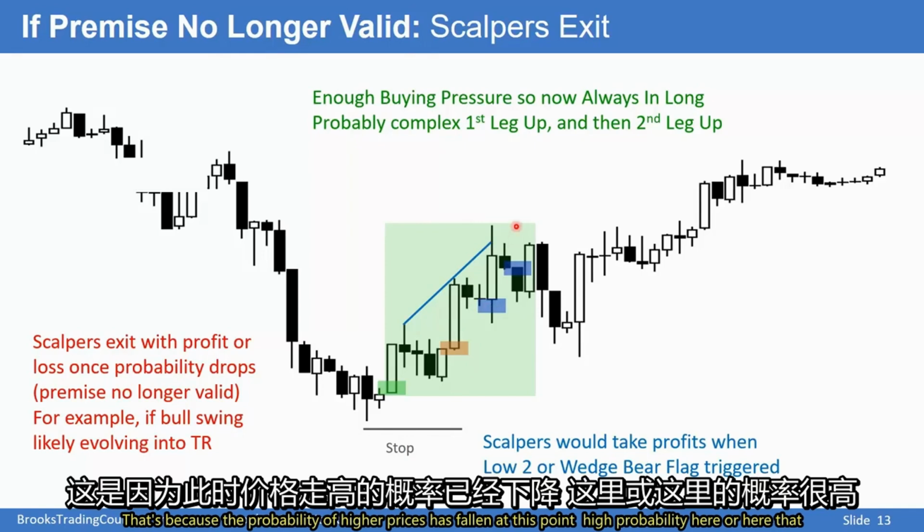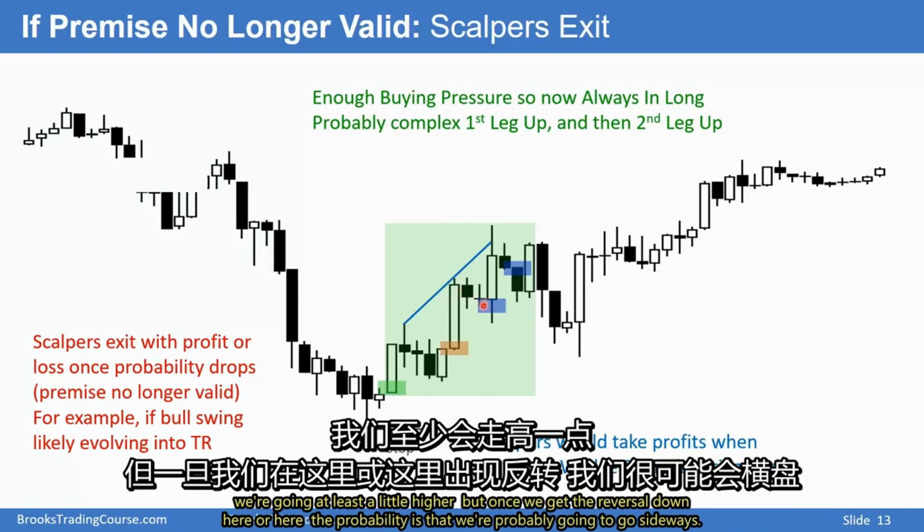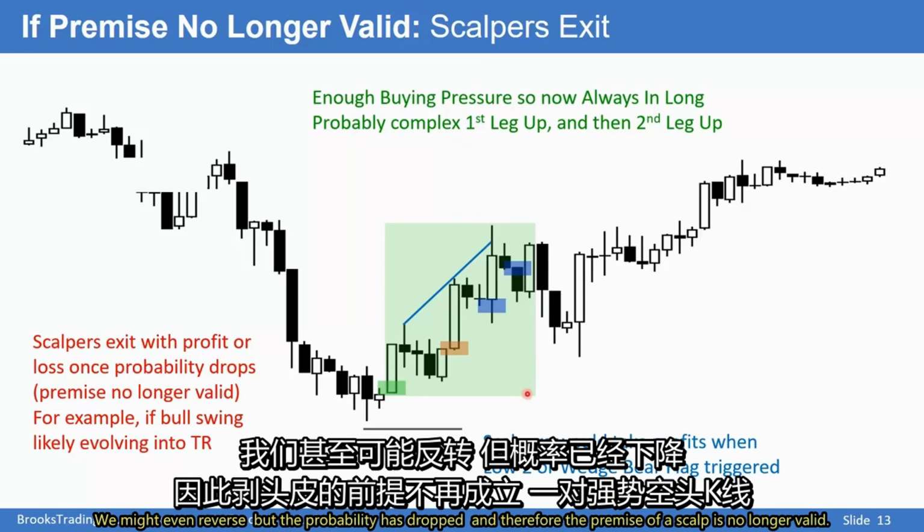That's because the probability of higher prices has fallen at this point. High probability here or here that we're going at least a little higher. But once we get the reversal down here or here, the probability is that we're probably going to go sideways. We might even reverse, but the probability has dropped, and therefore the premise of a scalp is no longer valid.